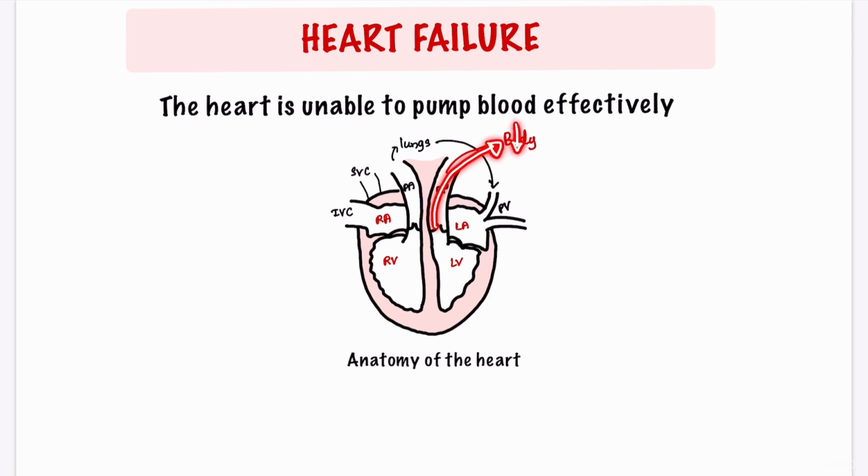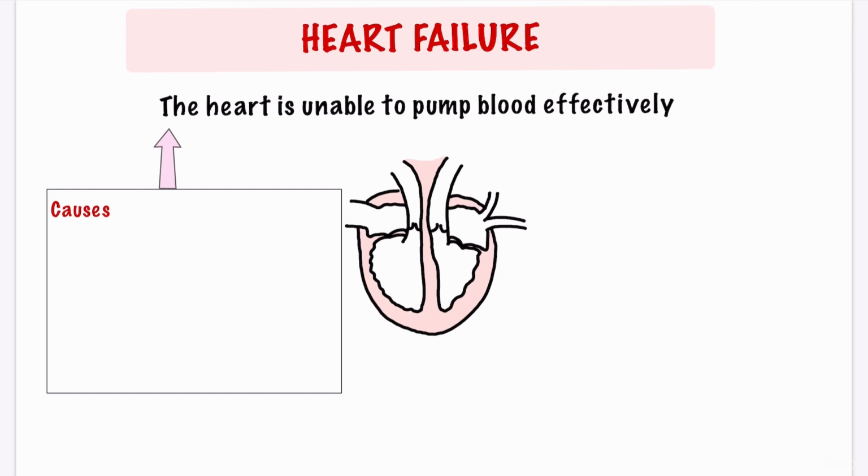So when the contracting ability of the heart is impaired, then the blood flow to the systemic circulation will be reduced, and then the blood will be congested in your ventricles, and then it will back up in the atriums and then the pulmonary veins and ultimately to the lungs. These symptoms of fluid overload are described as congestive heart failure.